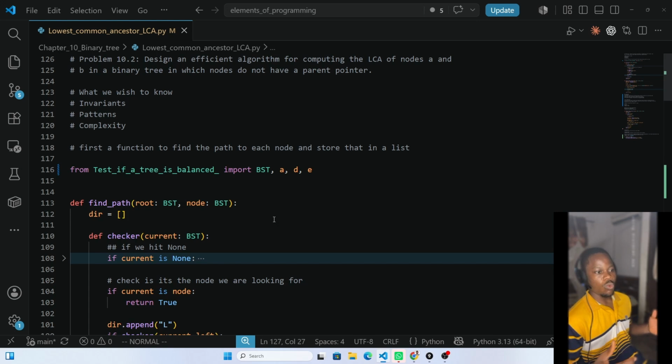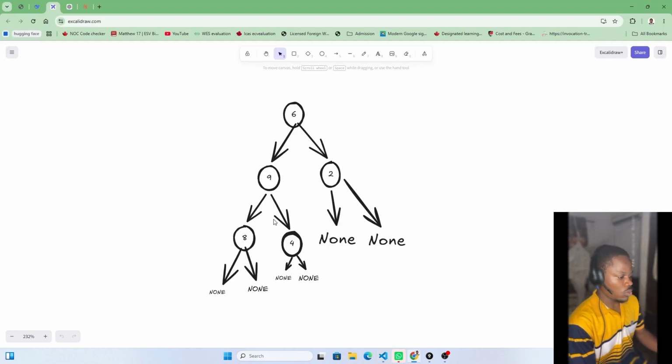So basically, what is an ancestor? An ancestor is basically a parent, or not a parent necessarily, but any node that precedes a node or links to a node is basically an ancestor. So let me give context to what I'm saying.